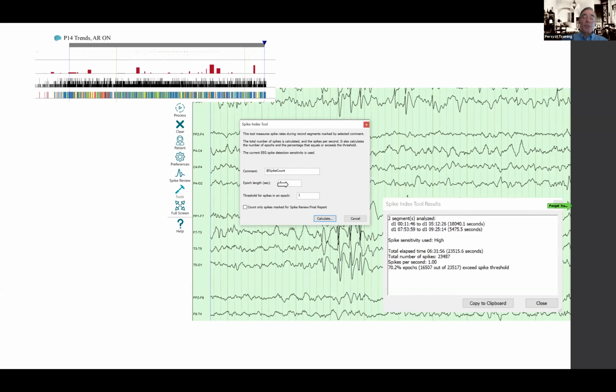By default, it'll set the epoch length to 1 second and set the threshold for spikes as greater than 1 per second, and then it's going to calculate that as being a continuous spike wave. In this case, it's saying 70.2% of the epochs exceeded that threshold. These are all adjustable, because you can just type in different values. This will give you a spike rate that, in a paper linked off the website, was shown to be comparable with human experts. Since that is an arduous process to do by hand, this can help save some time as well.